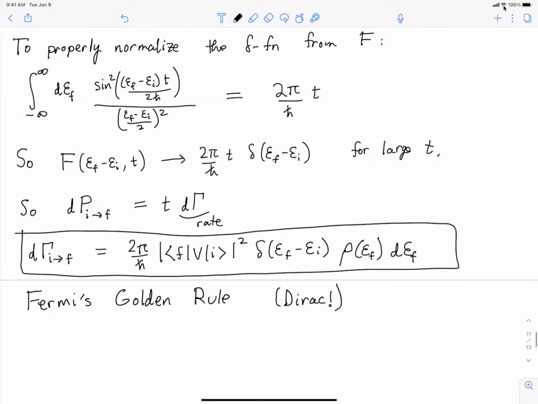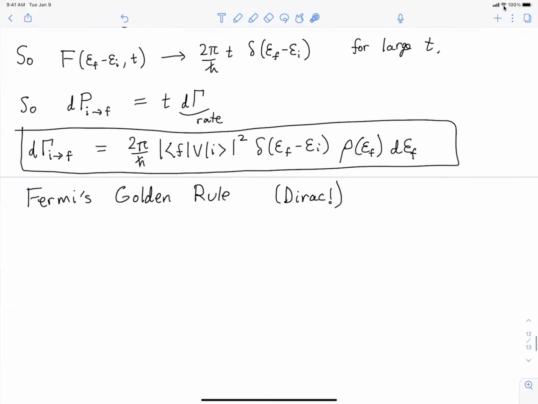Now, in fact, it's a little bit tricky to know how to use this because what we've got here does in fact involve a delta function. So in this form, you're never actually going to get a number out of this directly. What you have to do is some integral to apply it.